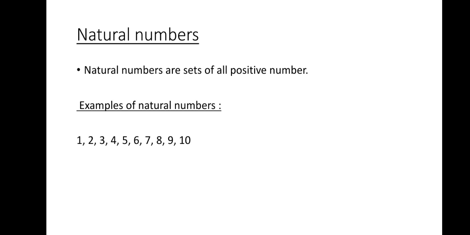Moving over to natural numbers. What exactly are natural numbers? Natural numbers are the set of all positive numbers. Examples of natural numbers are 1, 2, 3, 4, 5, 6, 7, 8, 9, and 10. All of these are positive numbers.